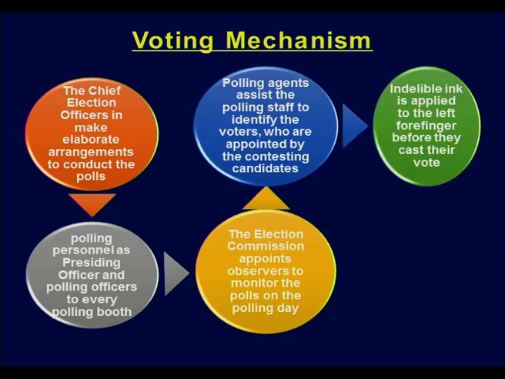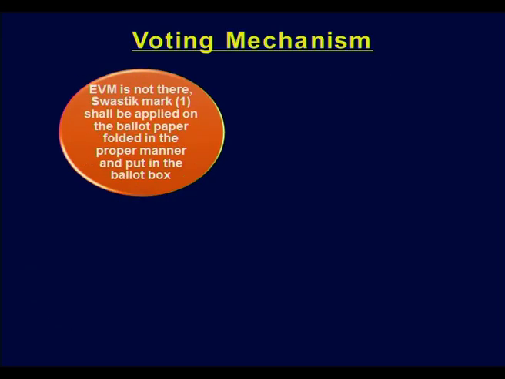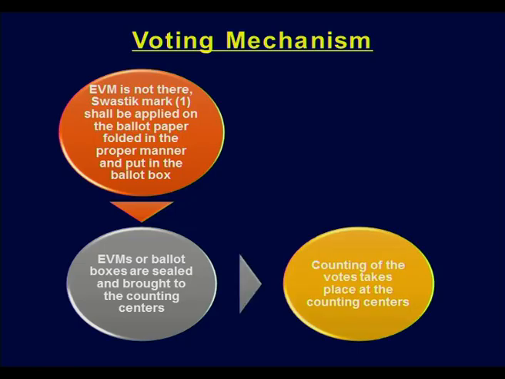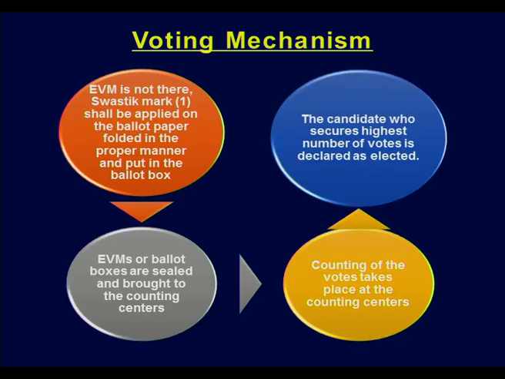An indelible ink is applied to the left forefinger before they cast their vote. And if the EVM, electronic voting machine, is not there, a swastik mark shall be applied on the ballot paper, folded in the proper manner and put in the ballot box. Then EVMs or the ballot boxes are sealed and brought to the counting centers. Then counting of the votes takes place at the counting centers. The candidate who secures the highest number of votes is declared as elected.